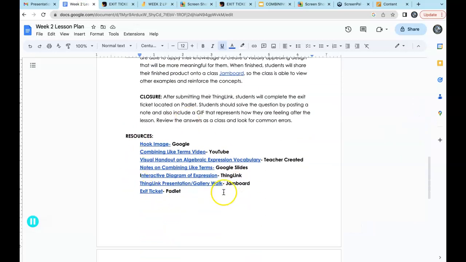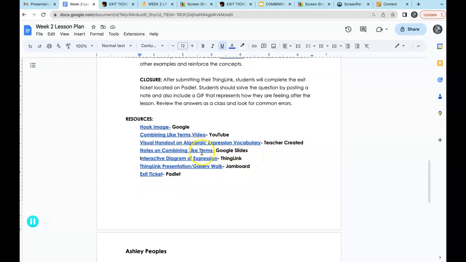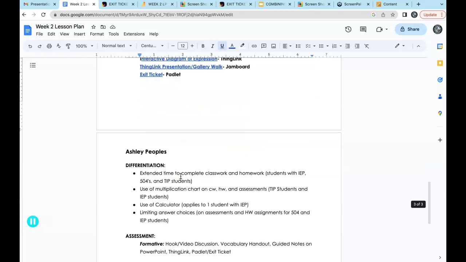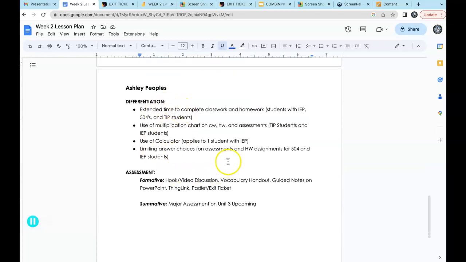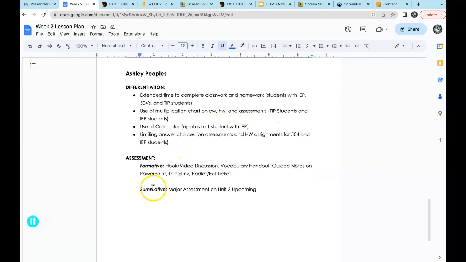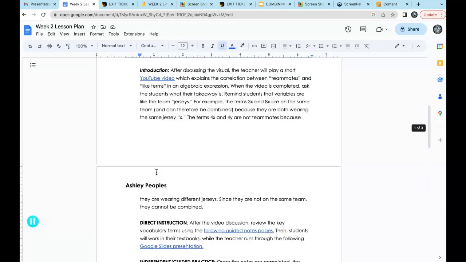Here is just a list of the resources of different visuals to include. Again, we had the hook image, we had the combining like terms video, the handout on vocab, the Google Slides, the ThingLink, the Jamboard, and Padlet. I also just included some differentiation throughout the lesson, and then just what would be considered the formative and summative assessments. Thank you.